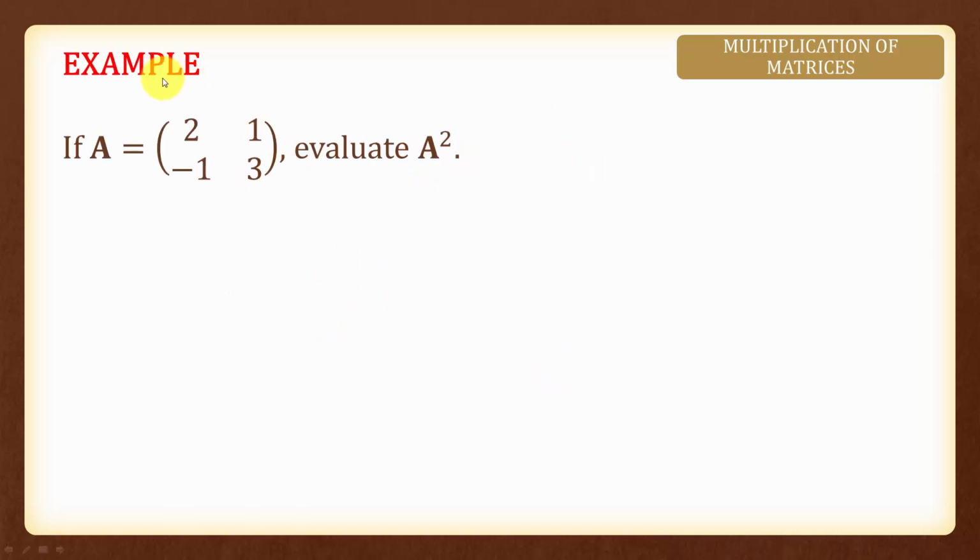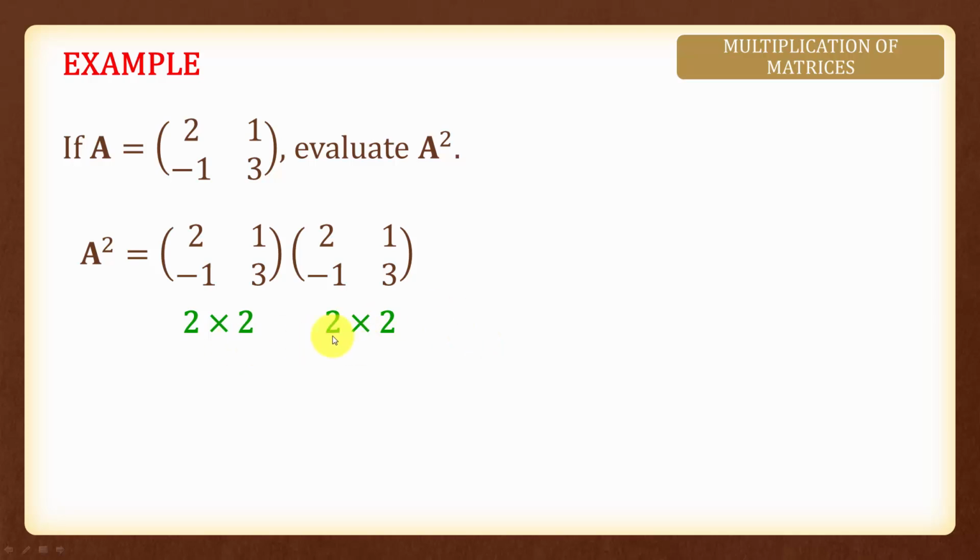Now let's look at this example here. We are asked to evaluate A square. Now A square is equal to matrix A multiplied by matrix A. Looking at the order of the matrices, we know that we can multiply these two matrices. And the order of the matrix product will be 2 by 2 as well. So we will draw a bracket and we'll indicate some dots in 2 rows and 2 columns.